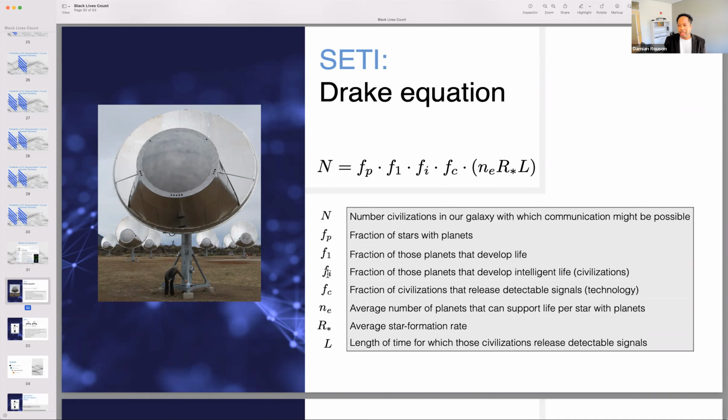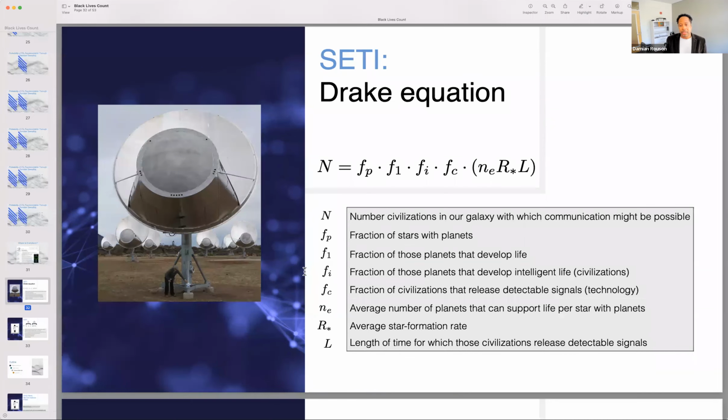On the right in parentheses, I have the terms that relate to the pipeline. And on the left, with all these fractional terms, we have what I would call the filters, basically. So it's the fraction of stars with planets, the fraction of those planets that develop life, the fraction of those planets that develop intelligent life, the fraction of civilizations that release detectable signals, and then I neglected to mention the average number of planets that can support life per star. So you can imagine how that might be a reasonable way to estimate the number of civilizations we could find.